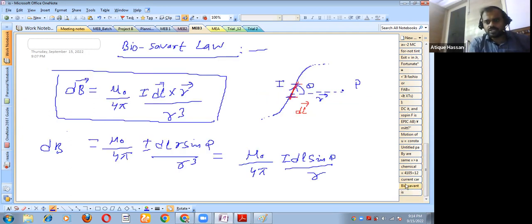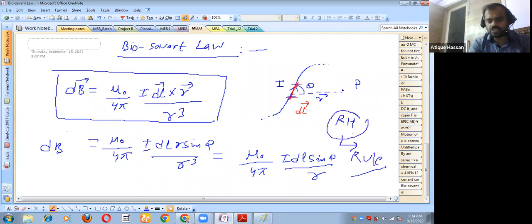And one more thing, how to find the direction? The direction of the magnetic field can be found out by using the right hand rule. That is also very important, right? So what is the direction of the magnetic field over here? Anyone? What will be the direction of magnetic field at this point P due to this current carrying wire?